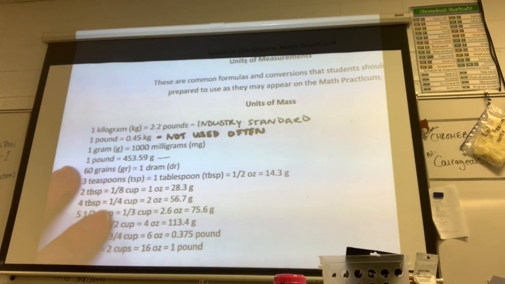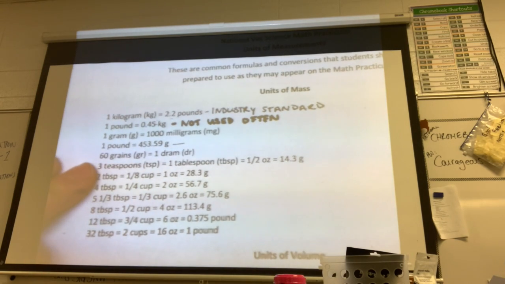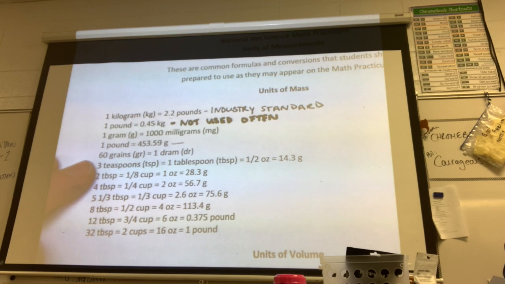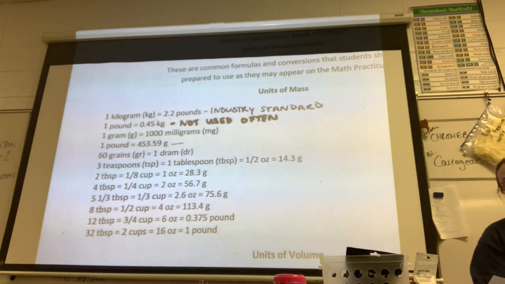So we have 1 kilogram is equal to 2.2 pounds, which is an industry standard. When I say things that are industry standard, they are standard in the industry. If something's standard, what does it mean? Okay, so standard is regular, or normal, or average, or common. So every time I'm talking about an industry standard, I'm talking about something that's common in the industry in which we're working.